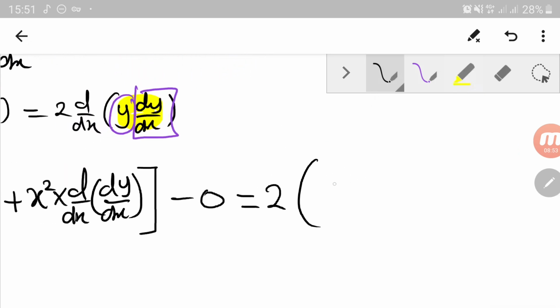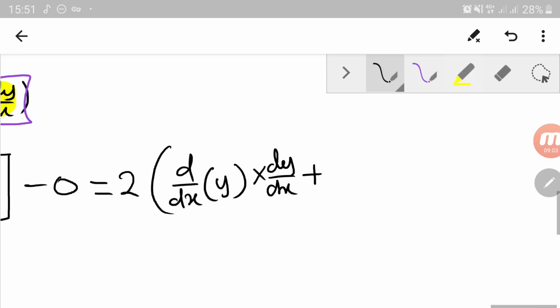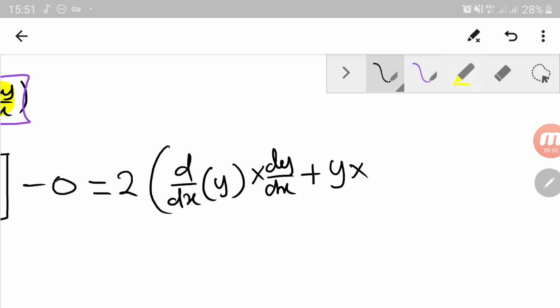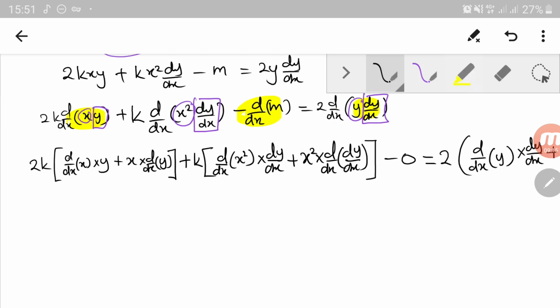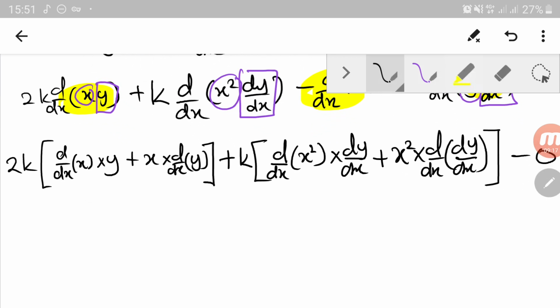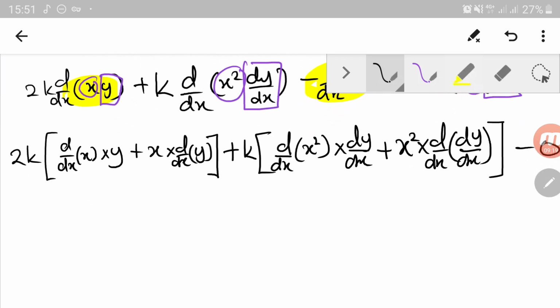So we differentiate the first term with respect to x, multiply by dy/dx, plus the first one multiply by the differentiation of the second one. Okay, correct, settle. Now I zoom and we do these two first, and then we go back to that one on the right hand side.